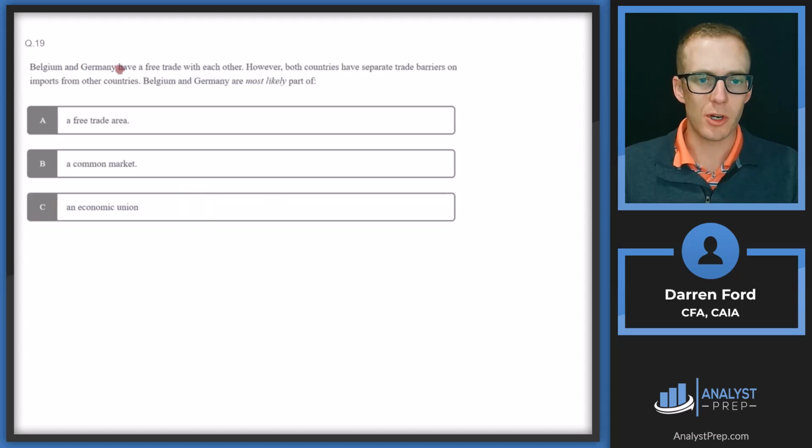Answer C. Belgium and Germany have free trade with each other. However, both countries have separate trade barriers on imports from other countries. Belgium and Germany are most likely part of A, a free trade area, B, a common market, or C, an economic union. So the key here that's going to rule out B and C and lead us to A is they have free trade with each other, so that's consistent with a free trade area. That's consistent with all three of these so far.